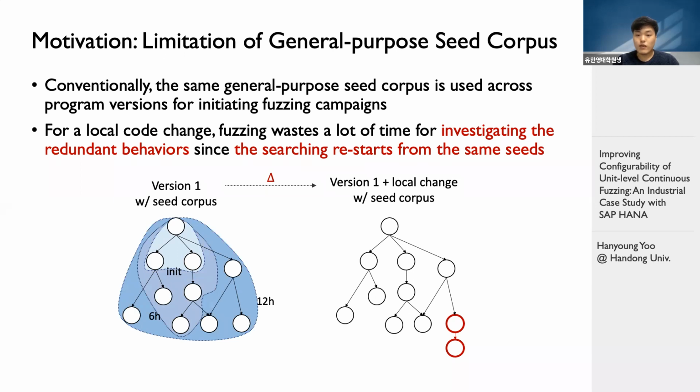For the next version with a local code change, the fuzzing run tries to cover previously explored paths in the same manner as before. After a long time of redundant exploration, it finally starts to investigate the changed code. Even though results of the earlier version's fuzzing exist, conventional fuzzing throws them away and conducts fuzzing with the same initial seed corpus. With this approach, time is wasted testing unchanged code. To resolve this inefficiency, we propose the change-aware seed selection technique.